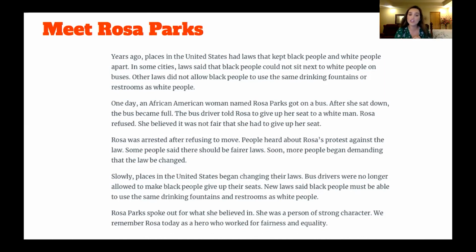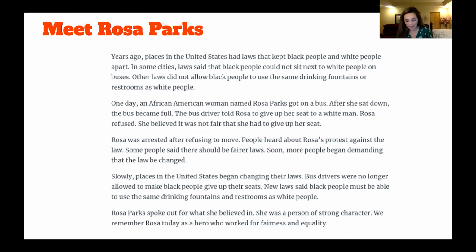Now, finally, I just want to talk about the very last paragraph we have here. It is very short. It just says, Rosa Parks spoke out for what she believed in. She was a person of strong character. We remember Rosa today as a hero who worked for fairness and equality. So for that 5th paragraph, that is really just a summary for who Rosa was and what she did. And she is definitely a hero. So it's just telling us about what an awesome person she was.